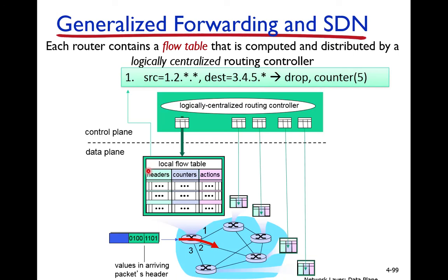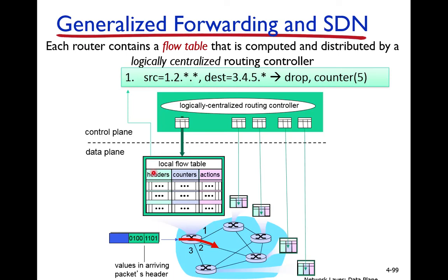It means that at this switch 5 packets have arrived which match with this source address 12 and destination 345 and that were dropped. If the next packet arrives with the source address 12 and destination 345 and that packet is dropped, then the counter will be incremented to 6. So it shows how many packets have arrived and matched with this entry.